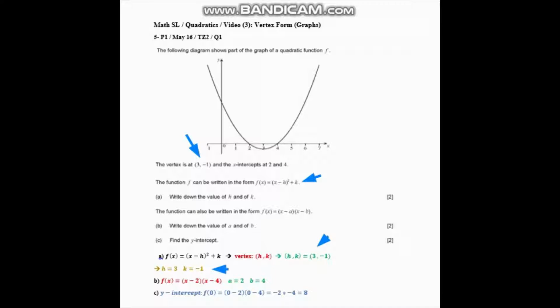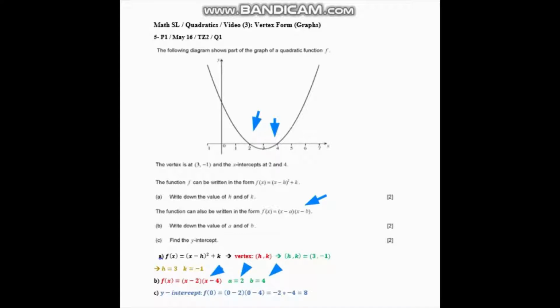You are told that the function can also be written in the form x minus a times x minus b, which we call factored form. These are the factors of the function. And from previous videos, we know that if the x-intercepts are 2 and 4, then the factors are x minus 2 and x minus 4. Hence, a is 2 and b is 4.